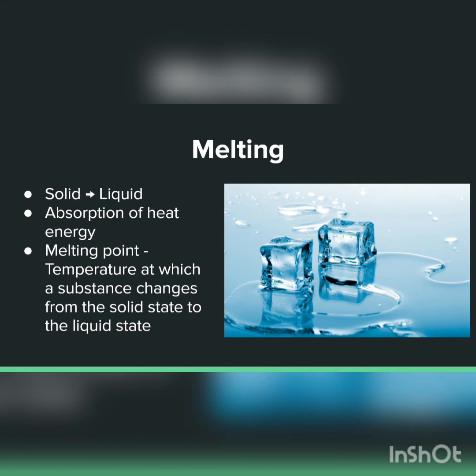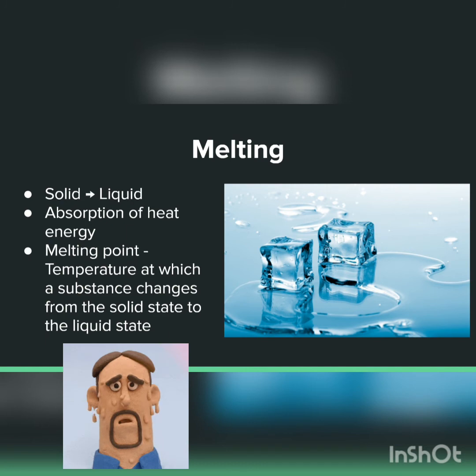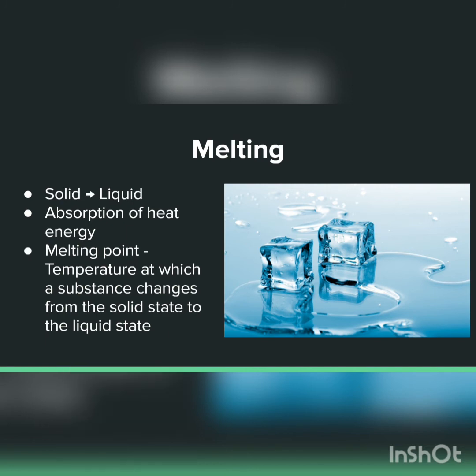Melting. Melting is the process that results in the phase transition of a substance from a solid to a liquid. This occurs when a solid absorbs heat energy, causing the kinetic energy of its particles to increase. At the melting point, the heat energy is used in increasing the potential energy of the particles, thus causing it to change from a solid to a liquid. Example, melting of ice to water.